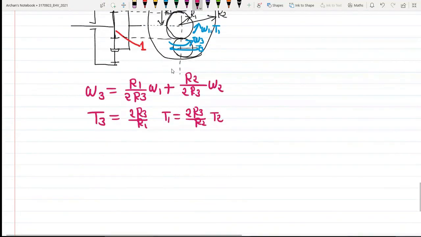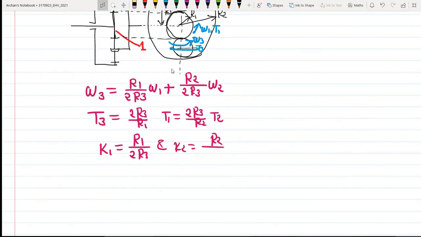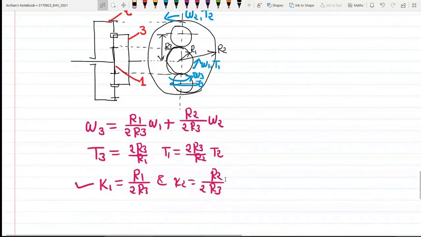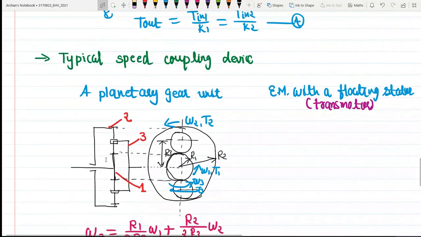Okay, and talking about the K1, it is r1 divided by r3, but there are 2 units, so 2r3. And K2 will be equal to r2 divided by 2 times r3. Okay, so this is how we will be able to get the values of K1 and K2. So we are using a gear unit. In this particular case, we have used a total of 3 units. And this is how we will be able to calculate the constants K1 and K2.